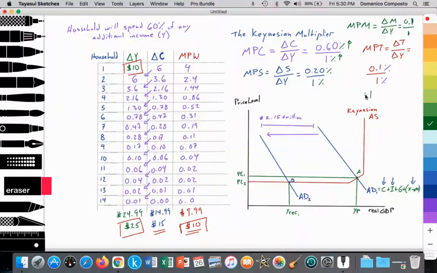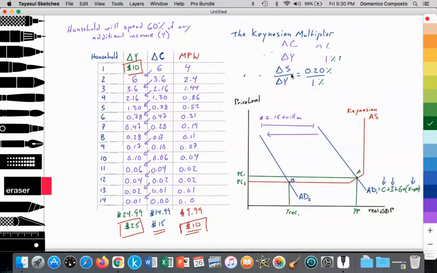So let's look at the formula for the Keynesian multiplier and see how it relates to this data here. And then we will be done. Not to keep this video too long, I'll probably provide some additional videos to illustrate the calculations of the multiplier.